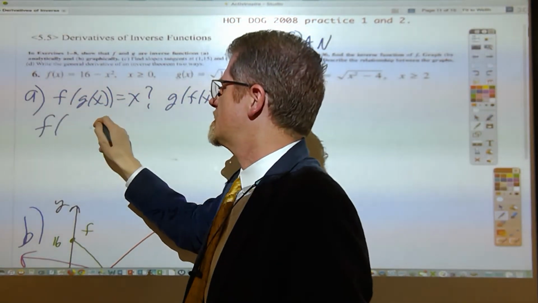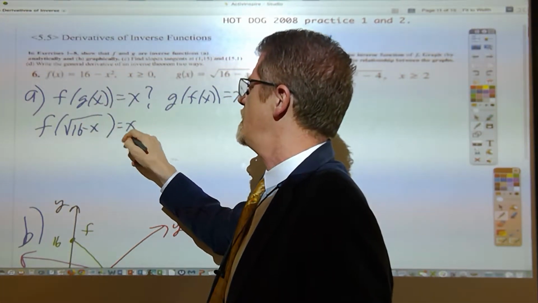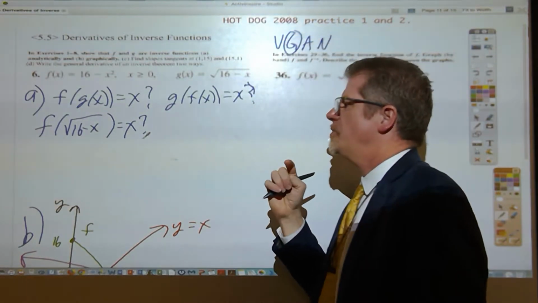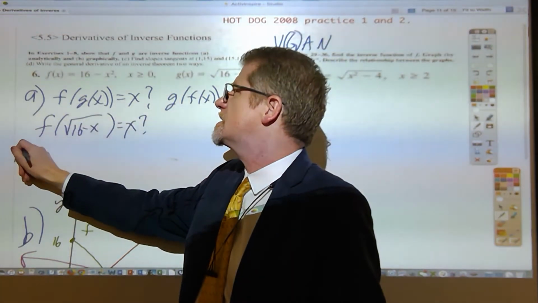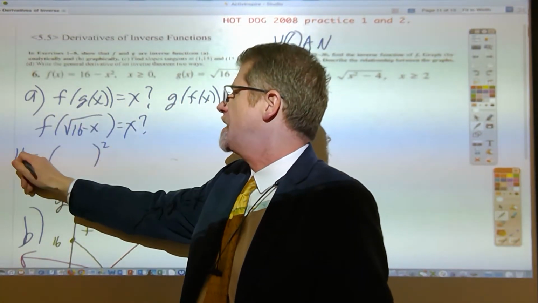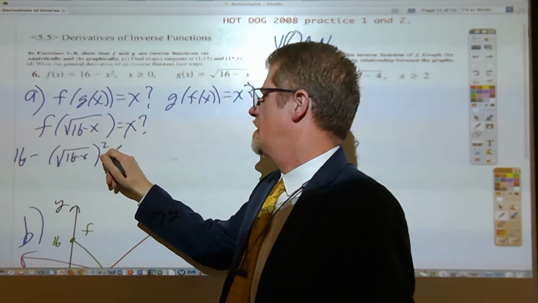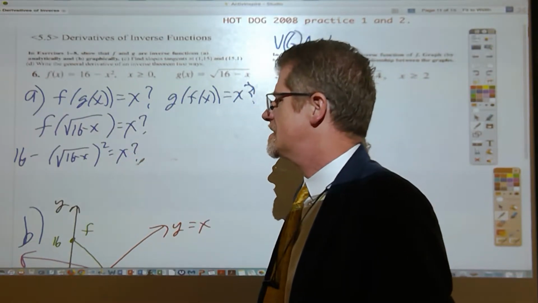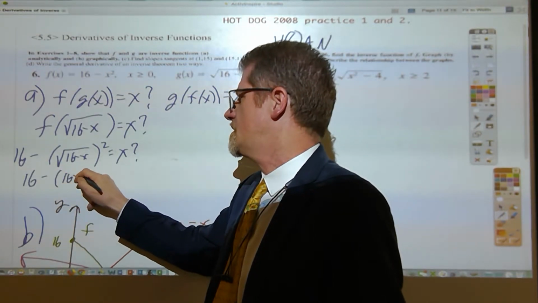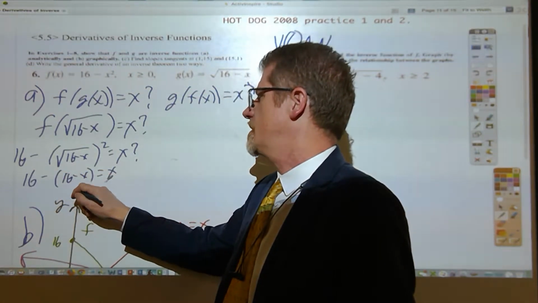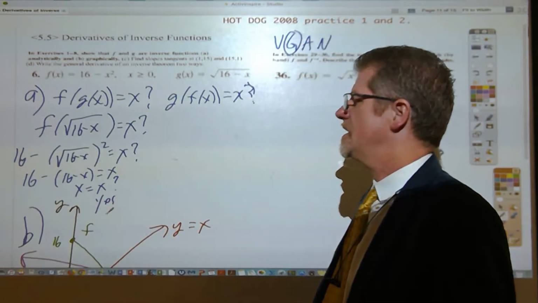What do they mean, f of g of x? They mean f of the square root of 16 minus x. Is that equal to x? Well, to find out, we'd better follow the f rule. The f rule is to take 16 minus input squared. And in this case, the input is the square root of 16 minus x. Does that condense to x? It condenses to 16 minus the quantity 16 minus x, which when you distribute and combine like terms, it's true. The answer is yes. f of g of x is equal to x.